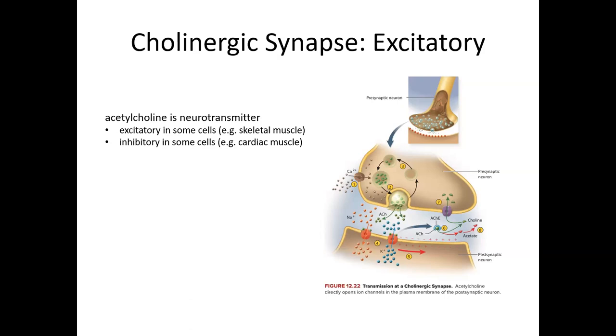I do want to point out that in some cells, acetylcholine is a neurotransmitter, but it causes an inhibition, and this is seen in cardiac muscle as opposed to skeletal muscle. This type of neurotransmitter response is fast. It only takes a few milliseconds.